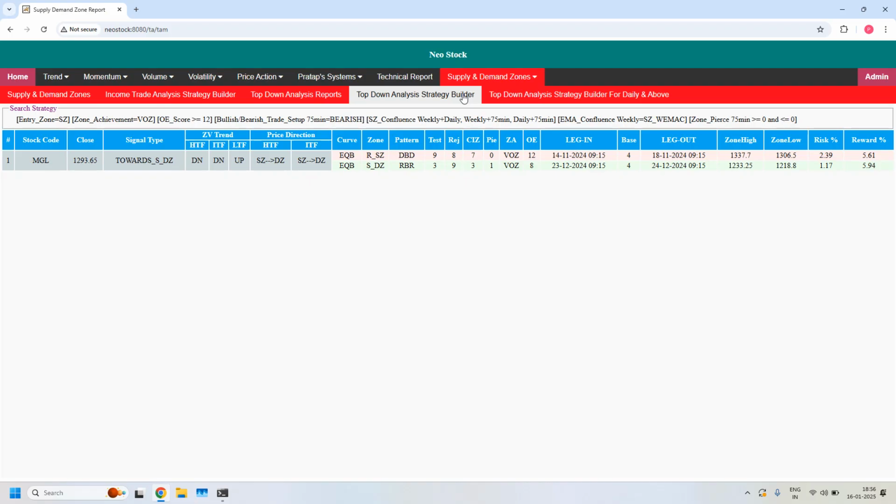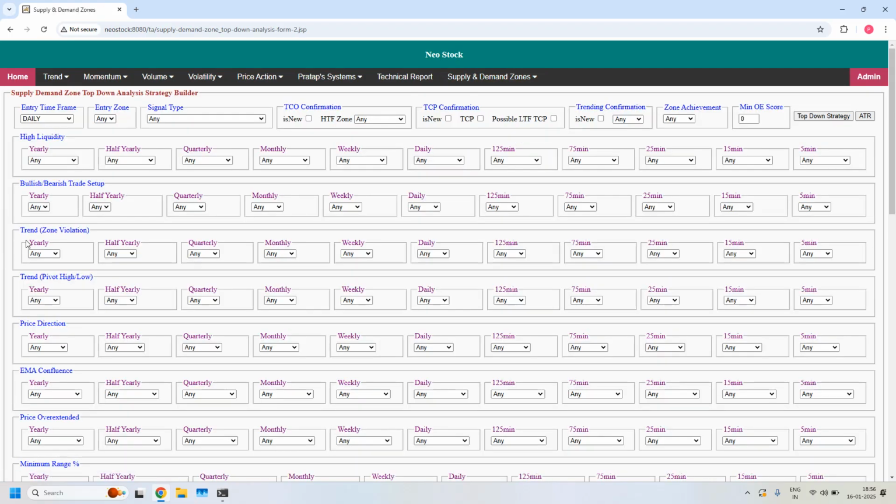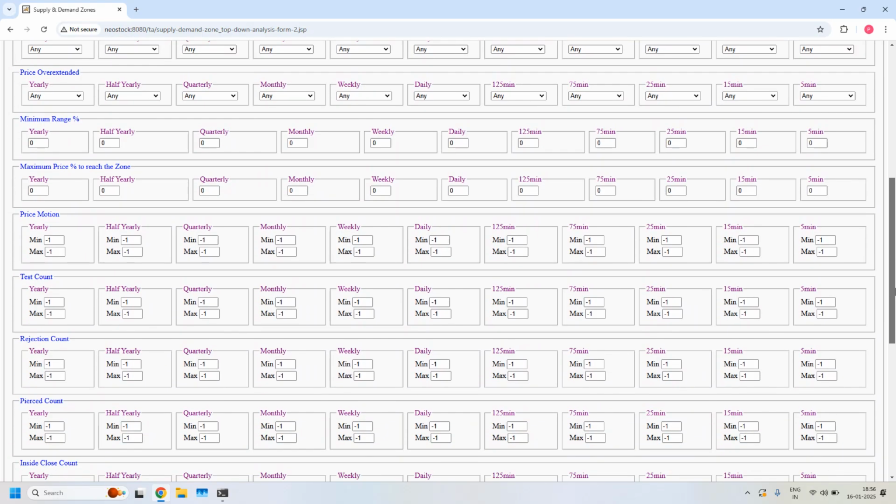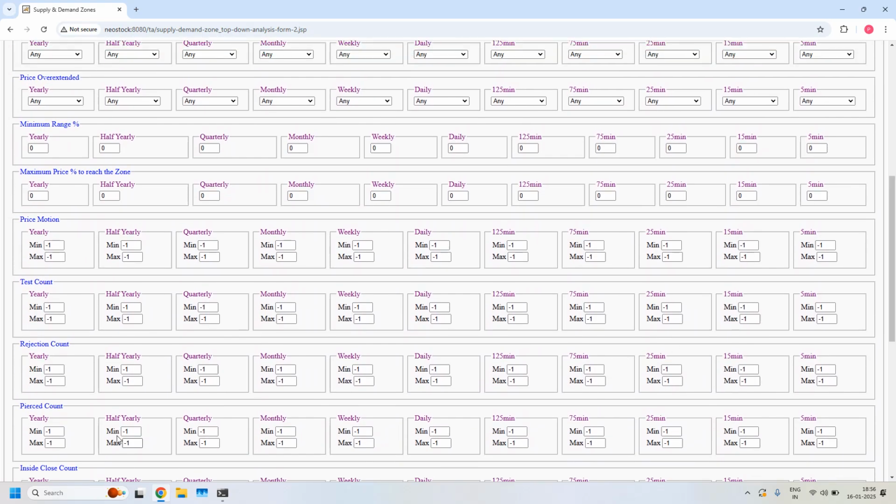Next, bullish trade setup, daily income trade. Entry time frame is 15 minutes. Entry zone is demand zone. In bullish or bearish trade setup, at 15 minutes time frame, I am selecting bullish, and 15 minutes demand zone should not be pierced. So that's why in the pierced count, at 15 minutes time frame, I am setting minimum value 0, maximum value 0.